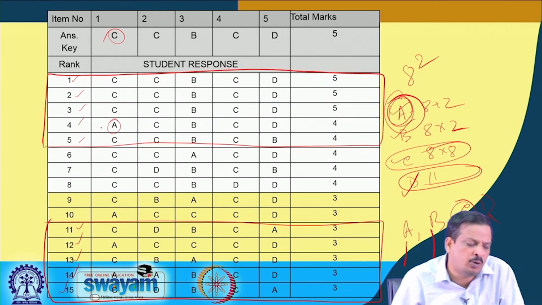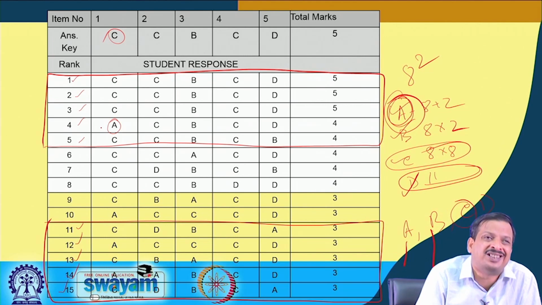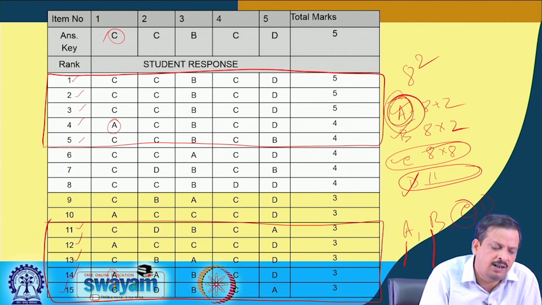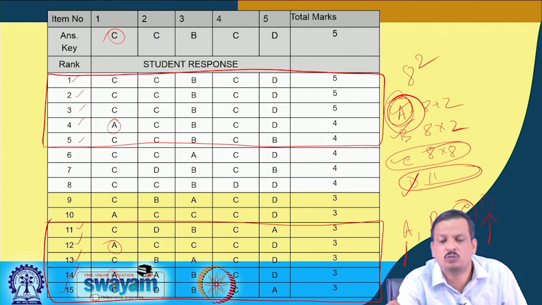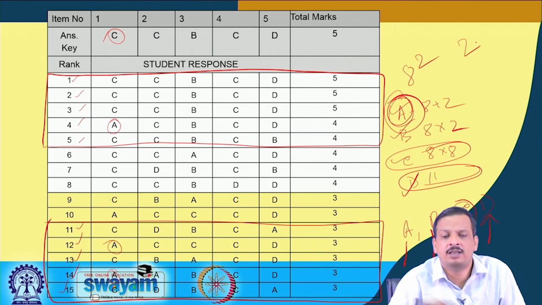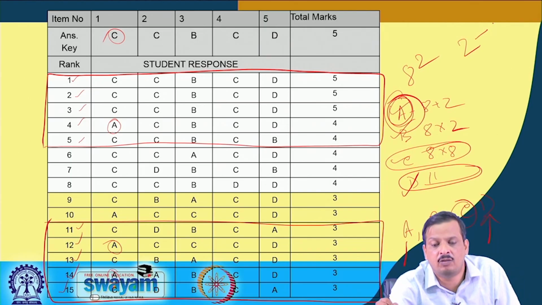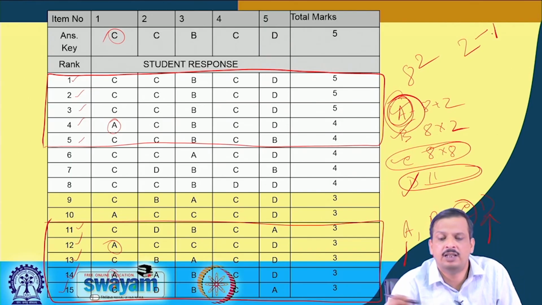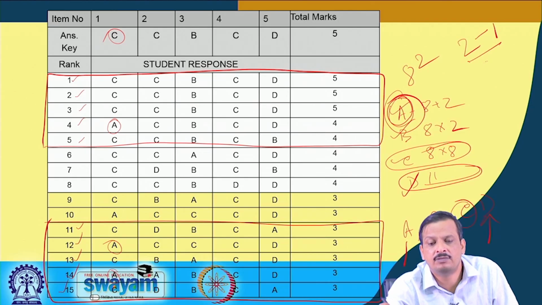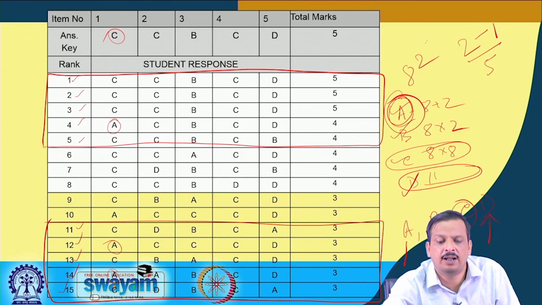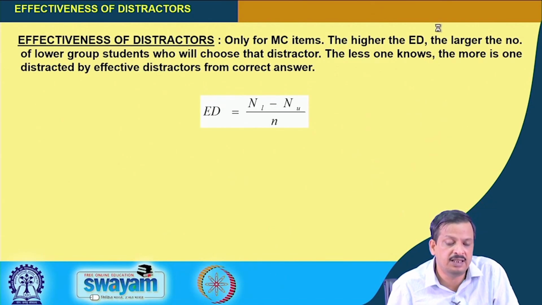So, the number of students in the lower group who chose distractor A is 1, another one 2, minus the number of students in the upper group who chose distractor A is 1, divided by group size. So, this is the effectiveness of the distractor, ED.